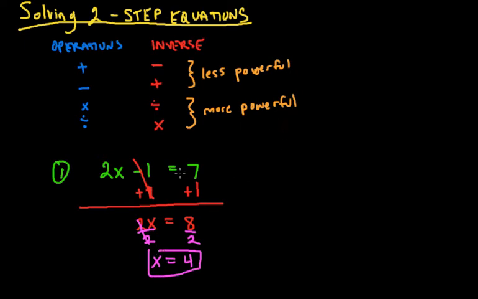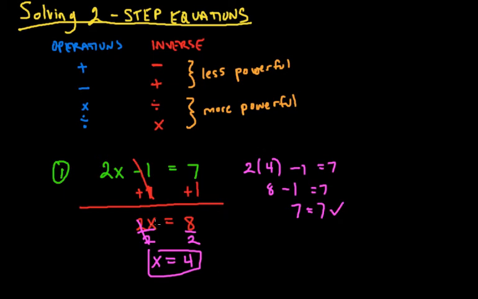Just to check that we got that right, we had 2 times x, which we now say is 4, minus 1 equals 7. Well, 2 times 4 is 8, minus 1. 8 minus 1 is 7. So we have the right answer.